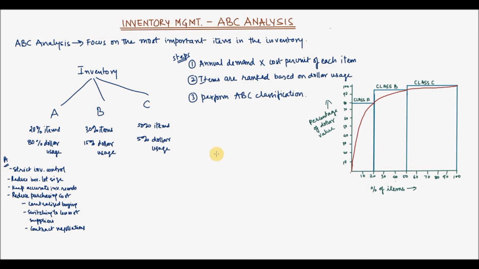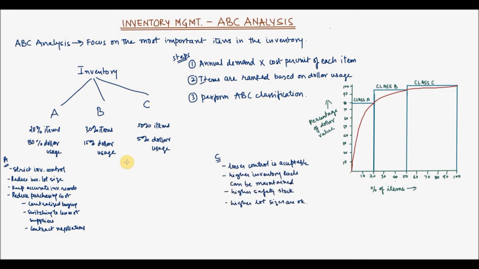Now let us look at how to manage C-type items. So for C-type items, much looser control is acceptable. Now since the dollar value of such items is low, instead of going through stockouts, higher inventory levels can be maintained through higher safety stock and larger lot sizes.